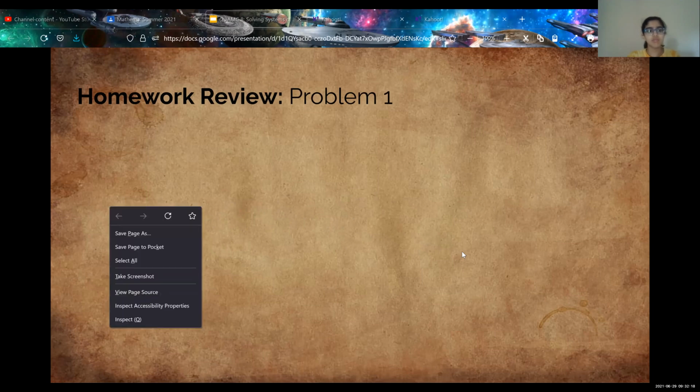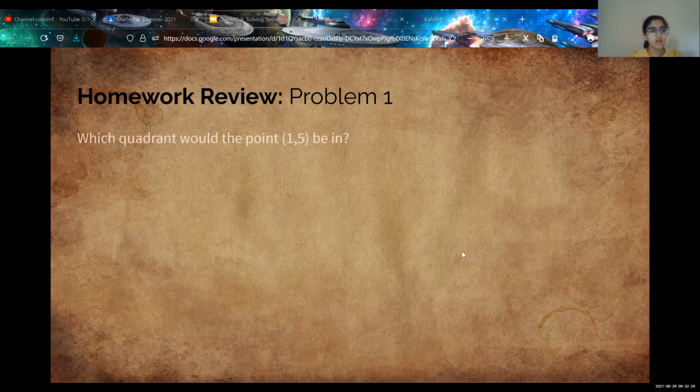So problem 1. The question was, what quadrant would point (1, 5) be in? In the chat, please type the answers you got. Okay, so I see 4 answers. So yes, the answer is 1.